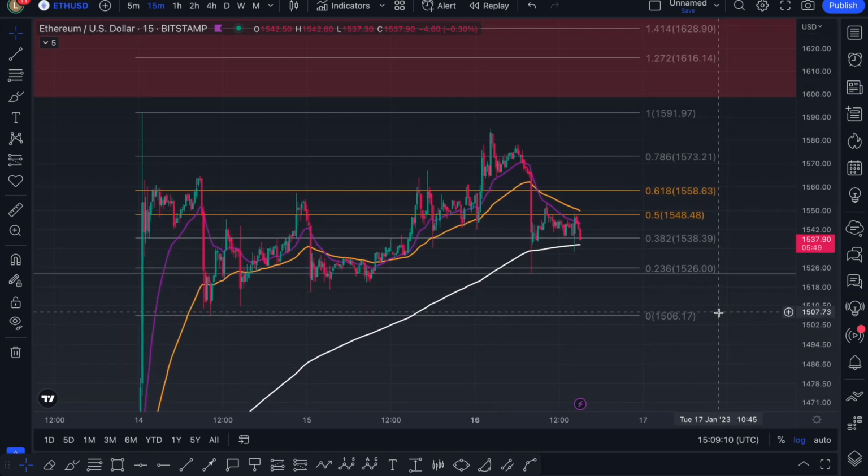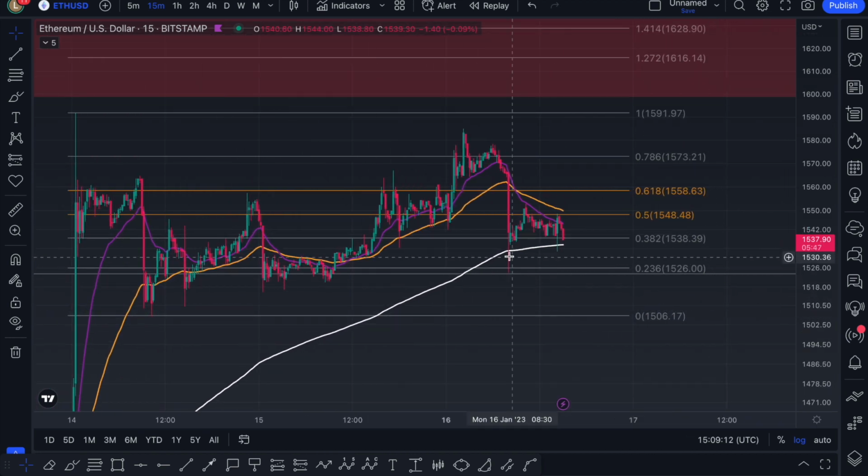If you've come over from the Bitcoin video, basically the same thing. We can't lose the 200 EMA or the 382 fib. This is what we said in today's Bitcoin update earlier.